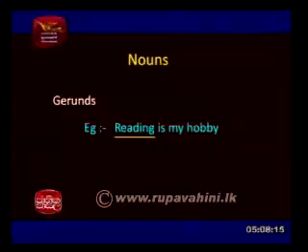There are some other examples. Swimming. Swimming is my favorite hobby. Gardening is a profitable hobby. So they are called gerunds. So all these are nouns. Now let us move on to verbs.